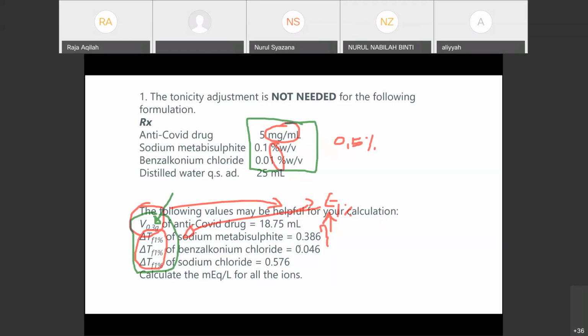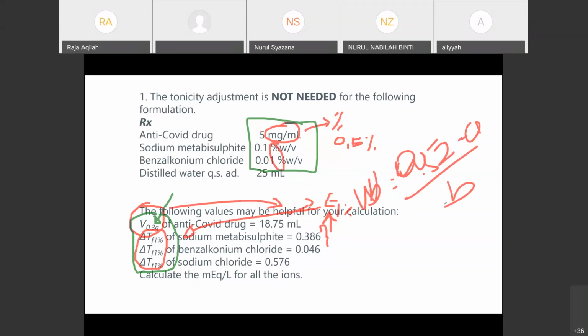Even though it's given here, when you try to calculate, you can see the freezing point depression value for benzalkonium chloride itself is very low, and the concentration is also very low. So when you multiply, you get a very insignificant value. So what you need to do here is to convert this one into percentage. Then you use your value, b equals 0.52 minus a, divided by w, divided by b.